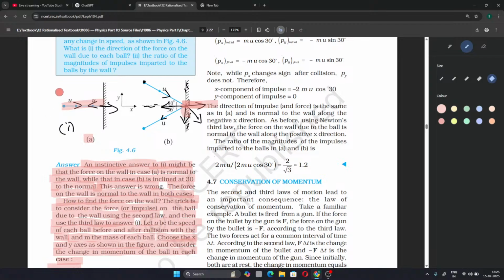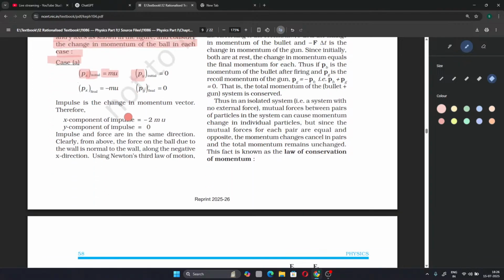There is no action in the y direction when we resolve it into y and x components. So p of y will be 0, and p of x final will be negative mu in this direction, and p of y will always remain 0. Impulse is a change in momentum vector. Therefore, the x component of impulse is equal to minus 2mu.